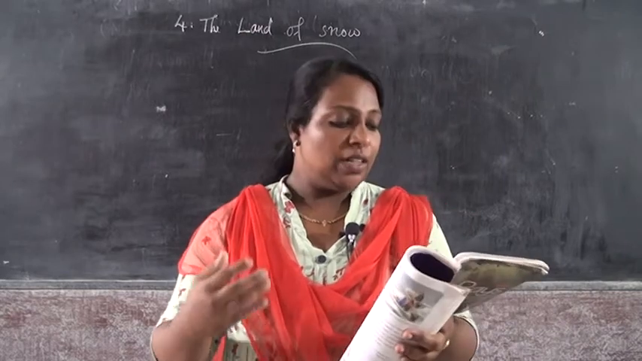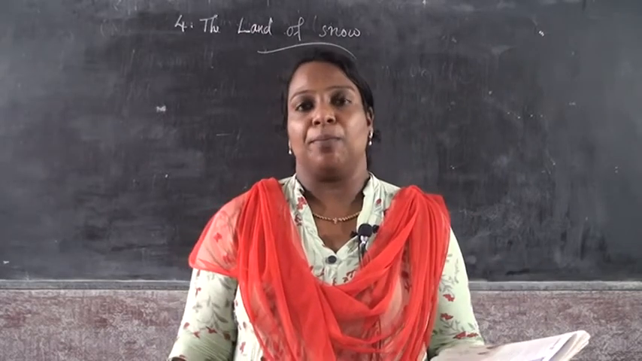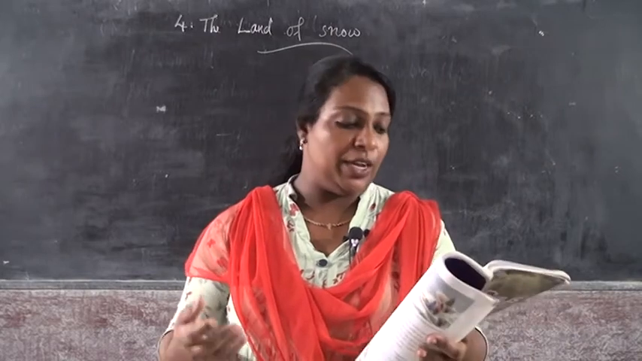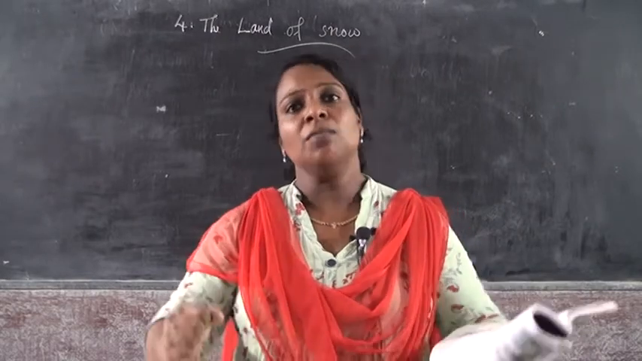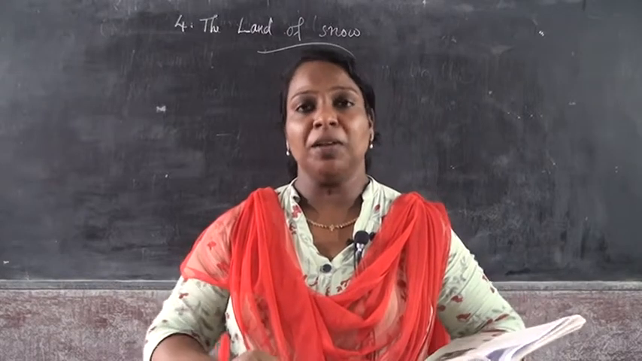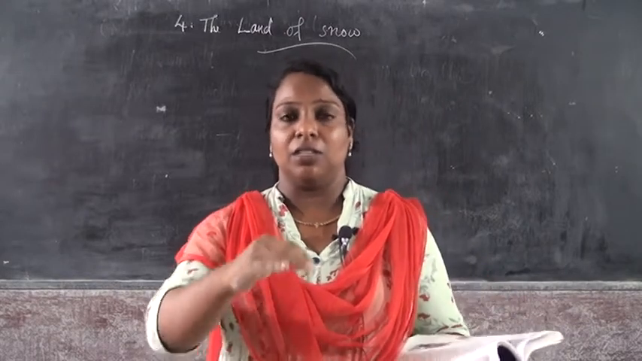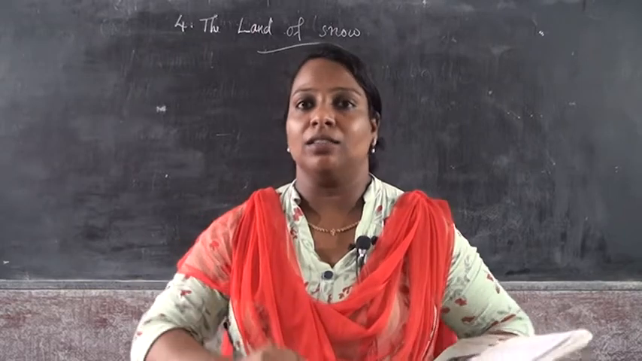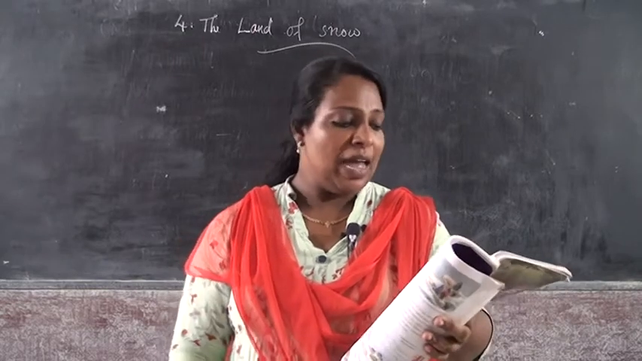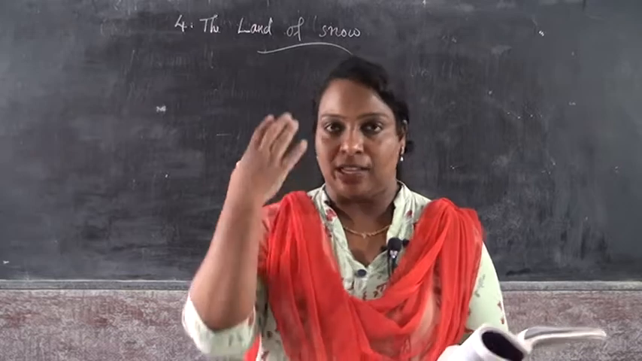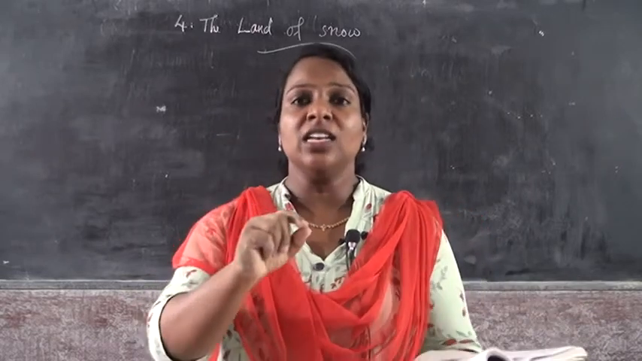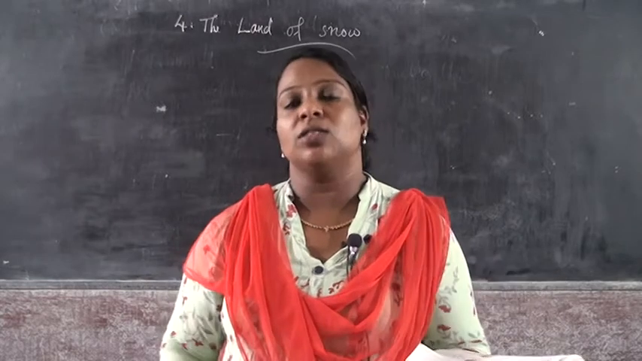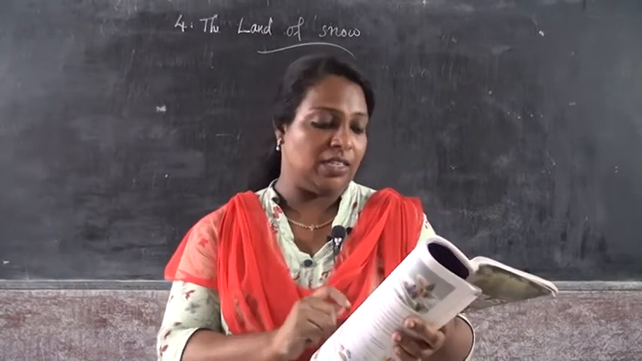Okay, so what are the specialities of the people? The Inuits are short and stout. Stout means fat; they are short in height and somewhat broad, with a fleshy build. And they have a flat face and narrow eyes, and the skin color is copper yellow. Okay, their skin is copper yellow.